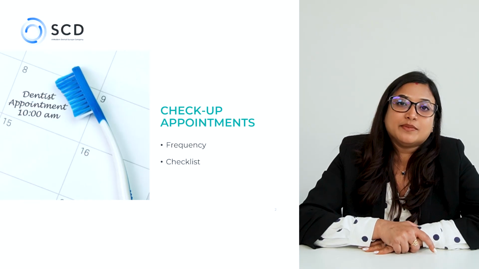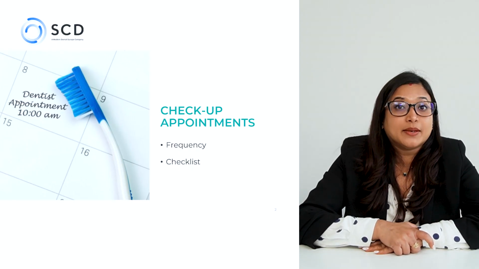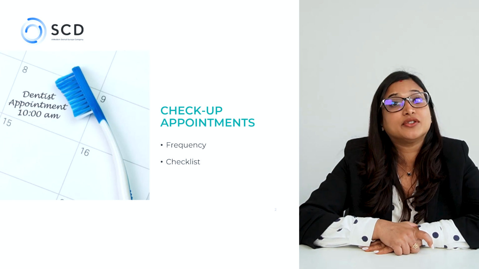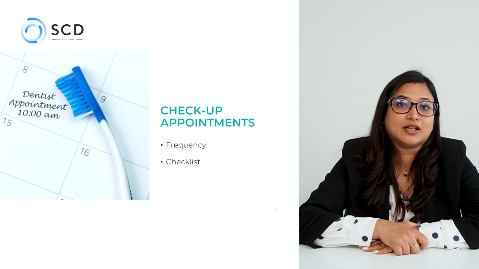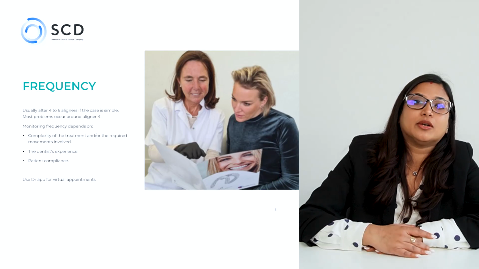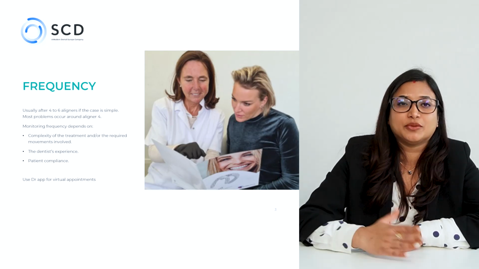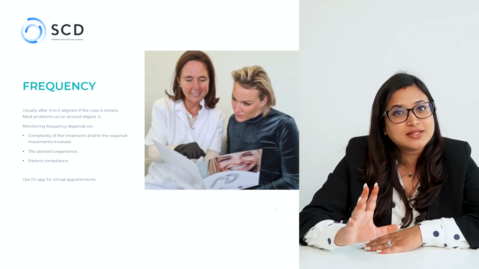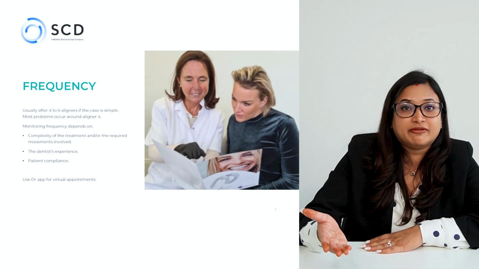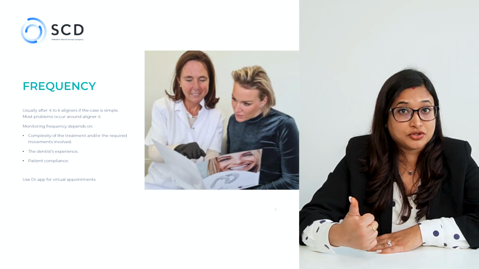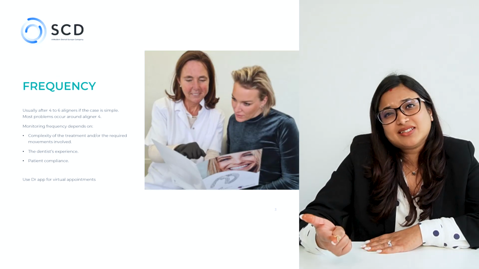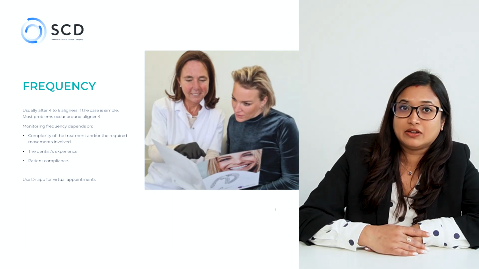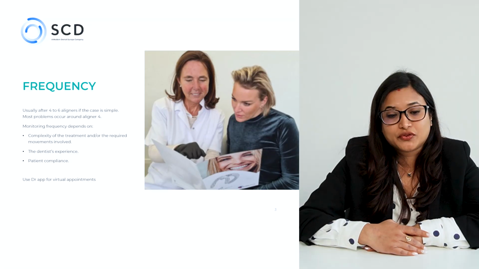So first of all, the most important thing that we need to focus on is the checkup appointments. It's very important to focus on two major things: the frequency and the different checklists that we need to observe during the appointments. Now, the frequency for appointments ideally should be within the 4th to 6th aligner, because by the 4th aligner, there are chances of misfit. Of course, there are multiple factors which determine this. Number one, the patient's compliance. Number two, the dentist's experience, and most importantly, the movements that are required for that particular case, as well as the complexity of the treatment.